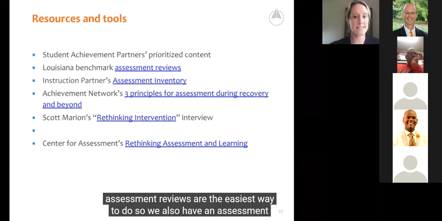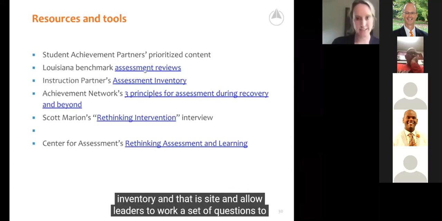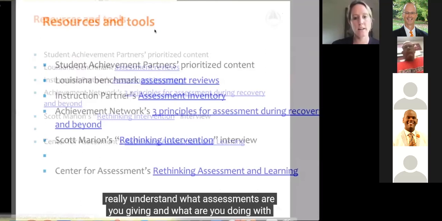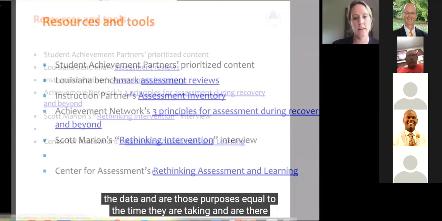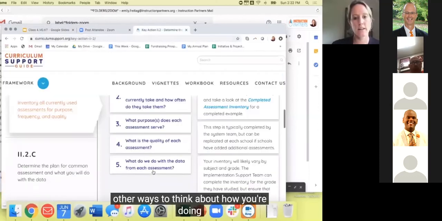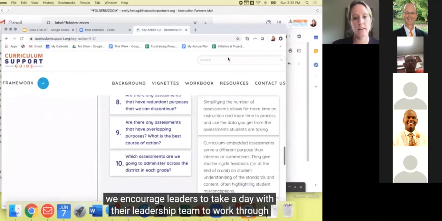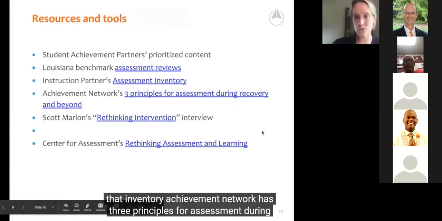We also have an assessment inventory, and that is on our curriculum support website and allows leaders to work through a set of questions to really understand what assessments are you giving and what are you doing with the data? And are those purposes equal to the time they are taking? And are there other ways to think about how you're doing that? We encourage leaders to take a day with their leadership team to work through that inventory.